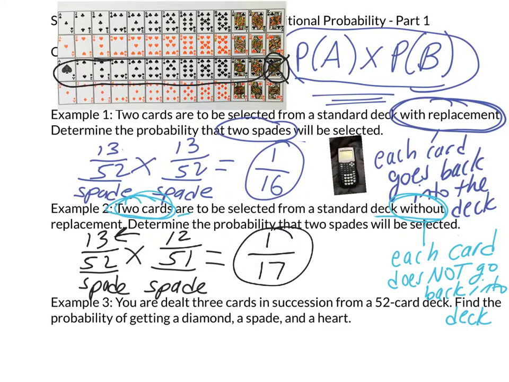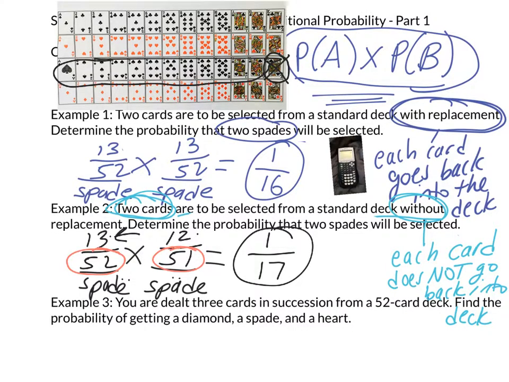Because I'm drawing the same thing, a spade followed by another spade, is why the numerators went down from 13 to 12 without replacement. However, if I were drawing something totally different, like a spade followed by a heart, like we're going to see in the next example, the only thing I'm guaranteed to have happen when it's without replacement is that the bottom, the grand total, is going to go down.